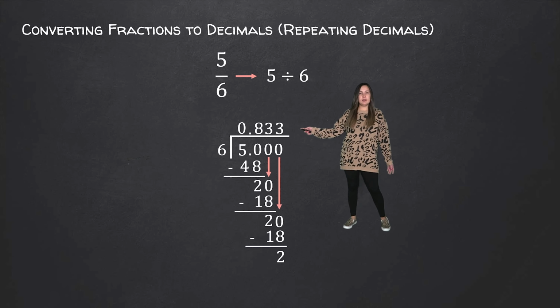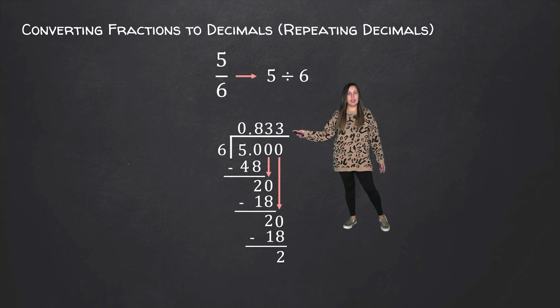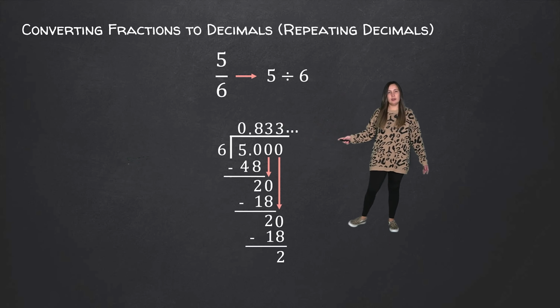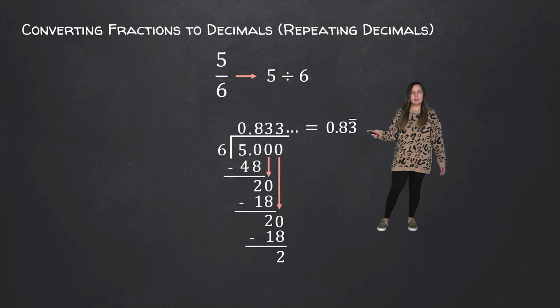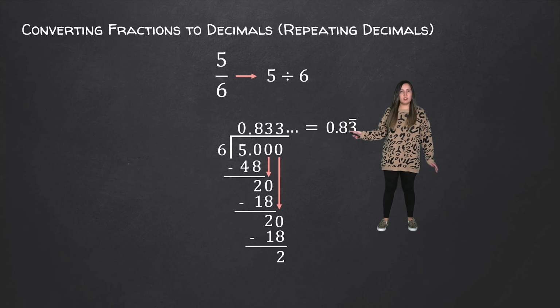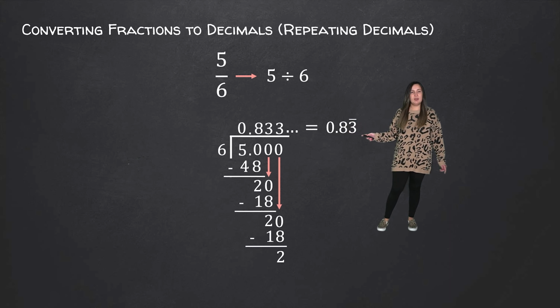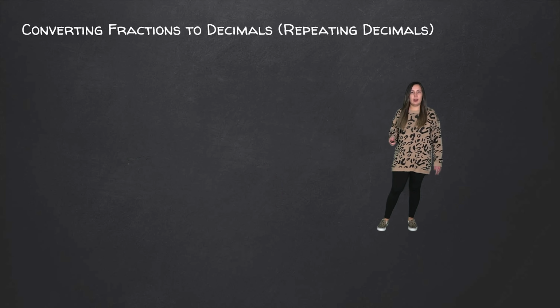The difference is the only thing that's repeating here is the 3. The 8 we only saw once, but then the 3 keeps repeating on and on and on forever. So we're going to write this as a repeating decimal where we have 0.83, and the line only goes over 3 because 3 is the only number that keeps repeating over and over again. So the 8 does not keep repeating. So 5 over 6 is equal to 0.83 with a line on top, demonstrating that the 3 will keep repeating on and on and on forever.